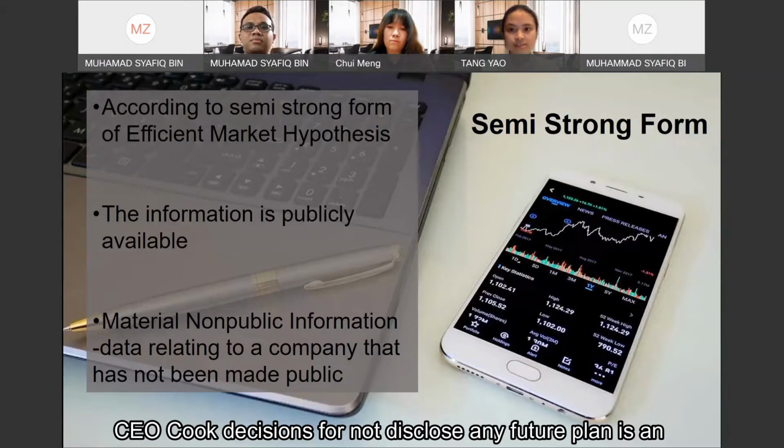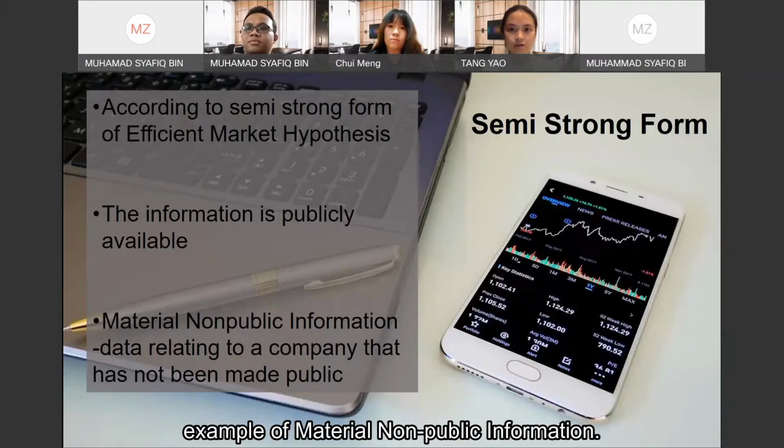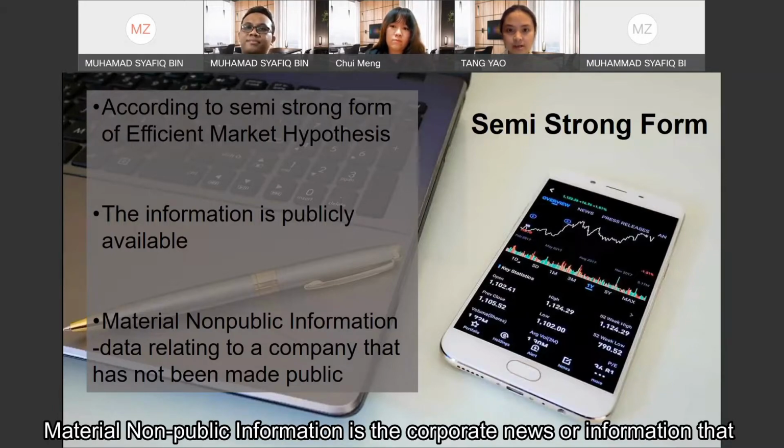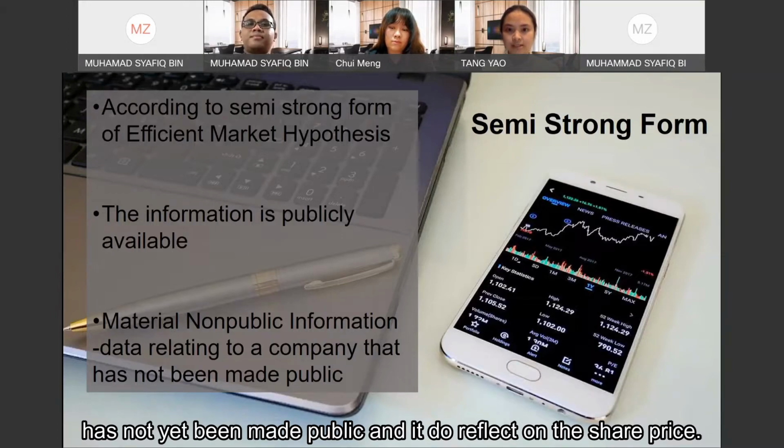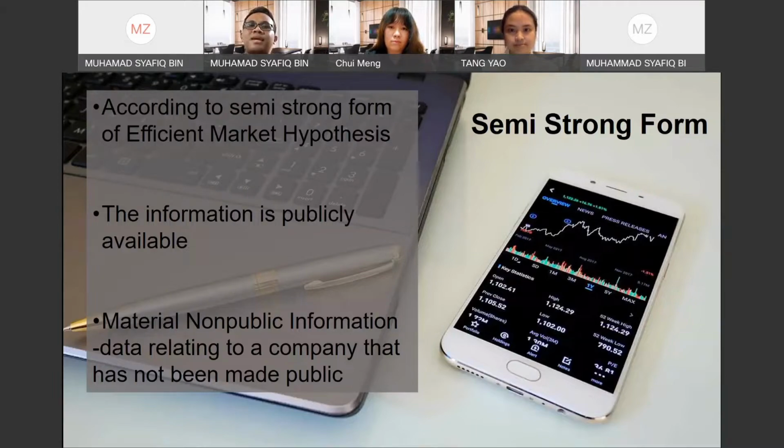CEO Cook's decision for not disclosing any future plan is an example of material non-public information. Material non-public information is the corporate news or information that has not yet been made public, and it does reflect on the share price.